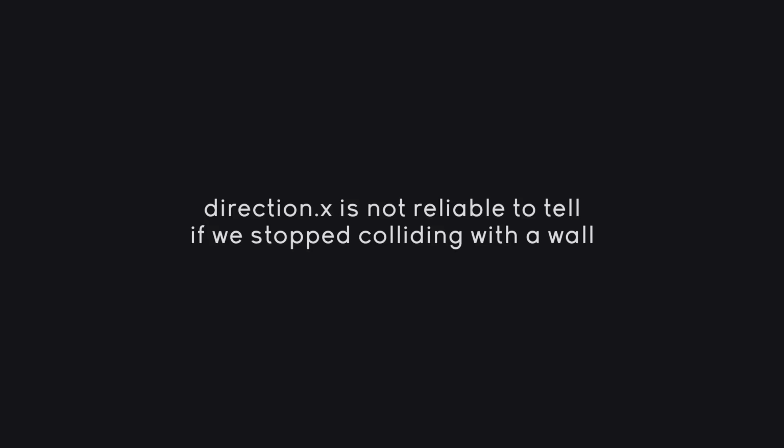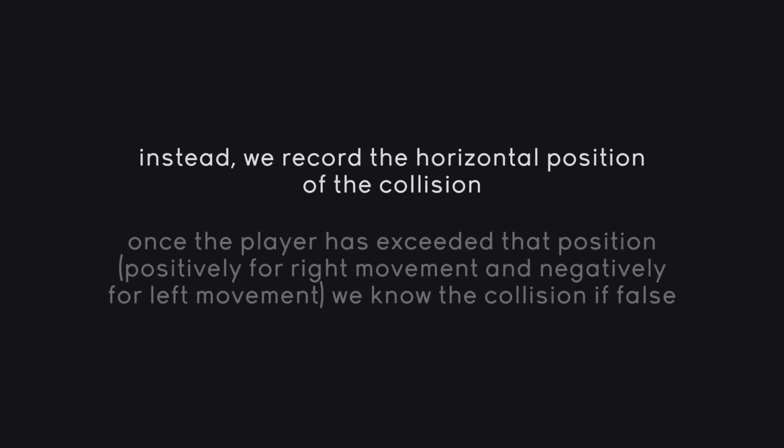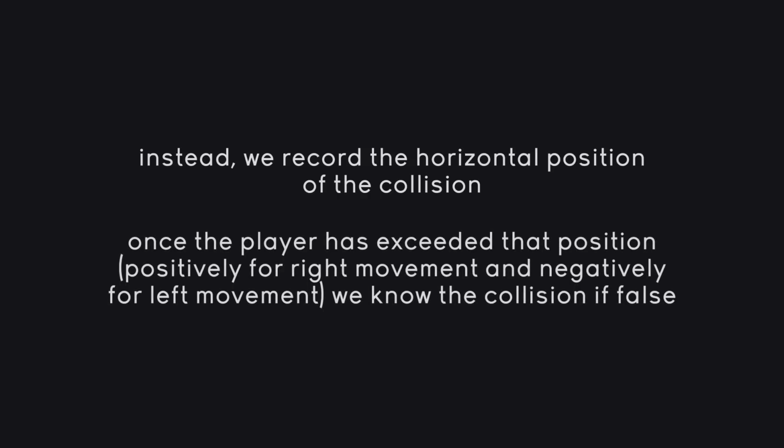As a consequence, we can't really use our direction.x to figure out if the player stopped colliding with a wall, because it might happen that the player just keeps on pressing to the right and then jumps over a wall. So we have to figure out something else. And here's how I fix that. Every time our player is colliding with a horizontal wall, we are getting the x position of the player. And then to turn off player on left or player on right, we are checking if we are exceeding this point either positively or negatively. And that way we can tell if we are moving past the point of collision.